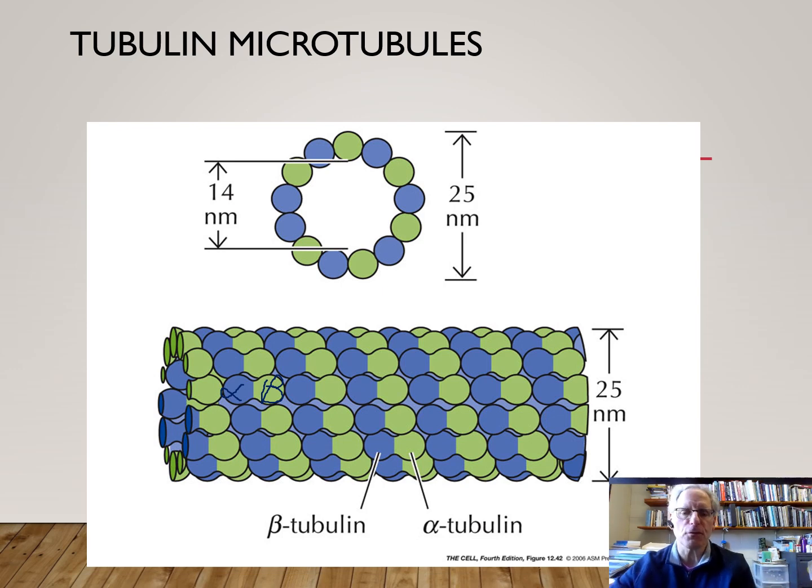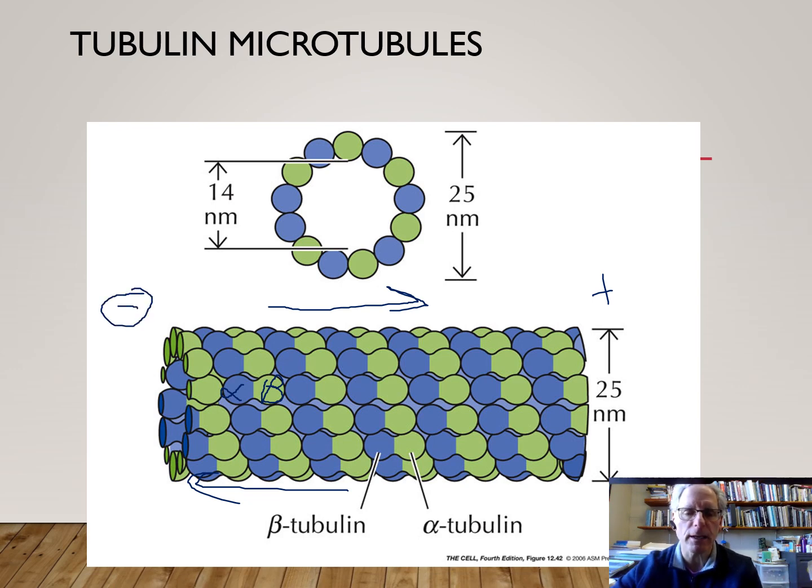Tubulin microtubules form large filaments inside the cell, and they provide a network by which organelles can attach and move. There are proteins that bind to tubulin microtubules and allow things to move one way or the other. The end of the microtubule that's growing is called the plus end. The end that is either not growing or that is diminishing is called the minus end.